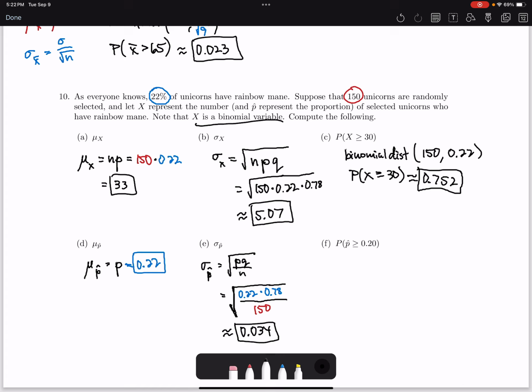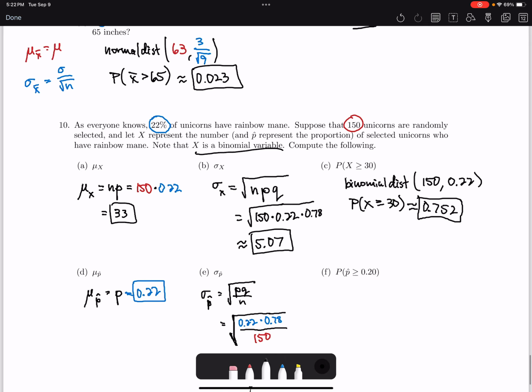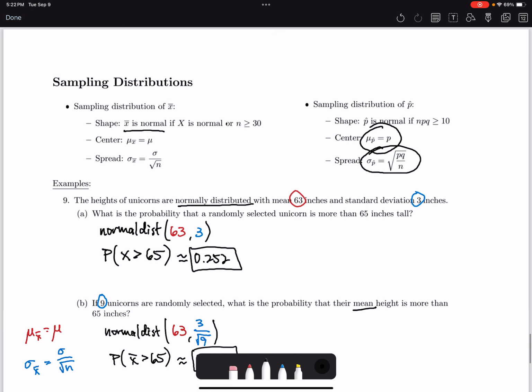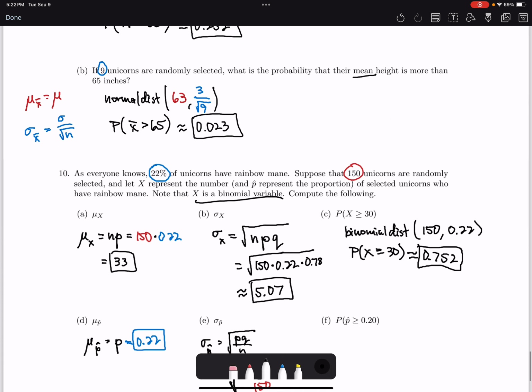And then finally part F. It says compute the probability that p hat is greater than or equal to 20%, greater than or equal to 0.20. Well, we're not going to use the binomial distribution for this because p hat is not binomial. P hat is normal, so we'll use the normal distribution.